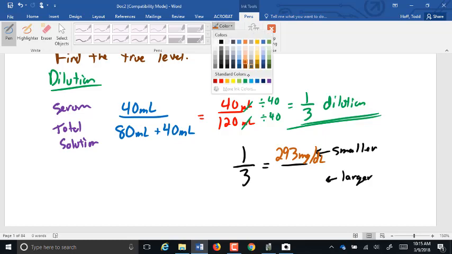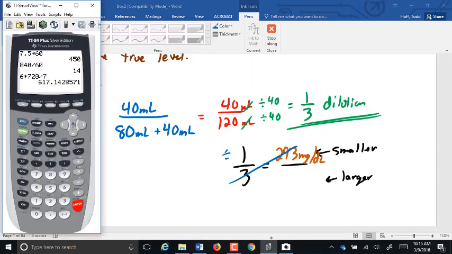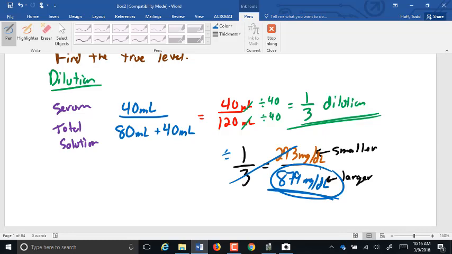Right? So we cross multiply and divide. 3 times 293 divided by 1 gives us 879 milligrams per deciliter. So you can see that is bigger than the 800. That's why the meter wouldn't read it. The true value is 879 milligrams per deciliter.